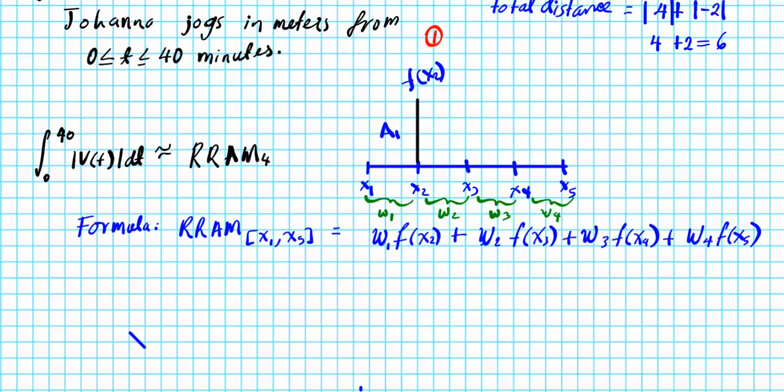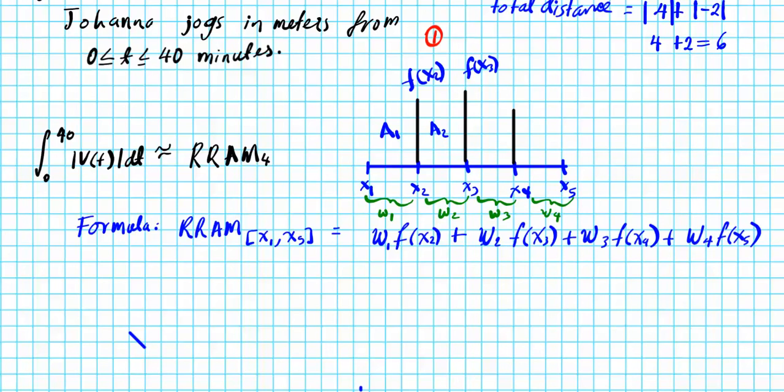And then how about the next one? To do the next one, you're going to just proceed to x3, x4, and x5. So that would be A2. A2 is f of x3, so we have this height right here. F of x3 times the width 2, that will give you what A2 is, which is the term we have right here. And then you just follow that pattern to get all the 4 subintervals that are needed for this problem.